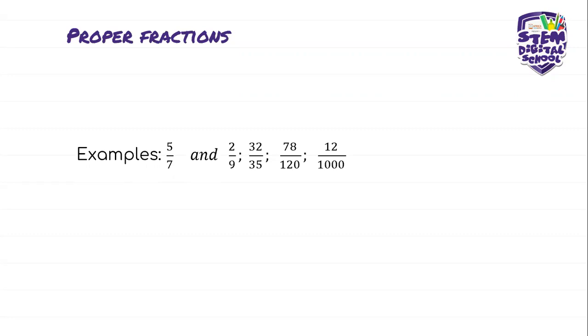Other examples include 2/9, as you can see there in the examples. We also have 32 out of 35, 78 out of 120, and then you also have 12 out of 1,000. So these are proper fractions because the denominator is bigger than the numerator.